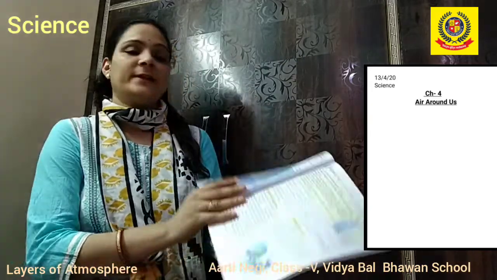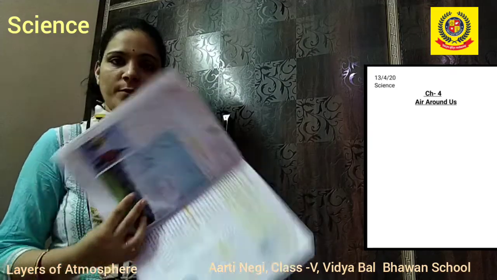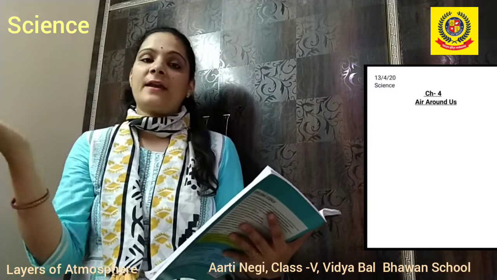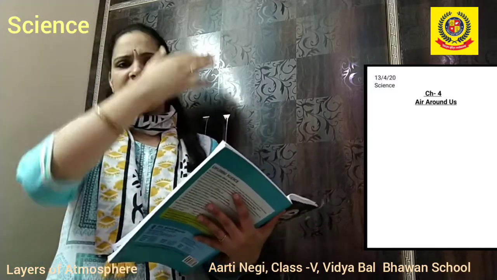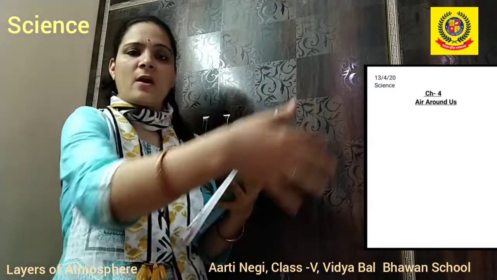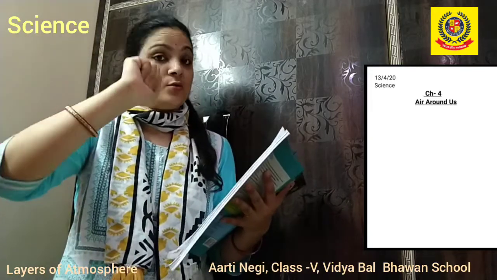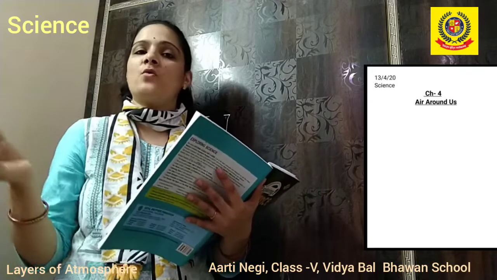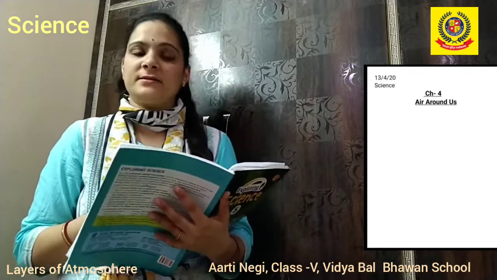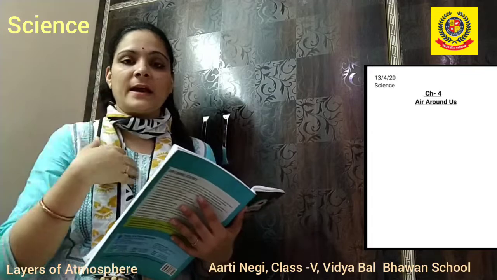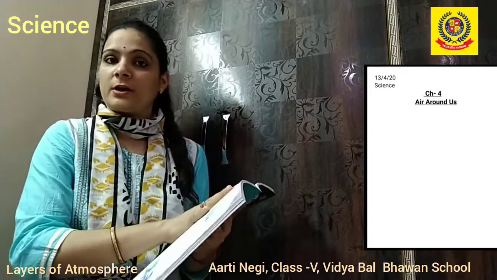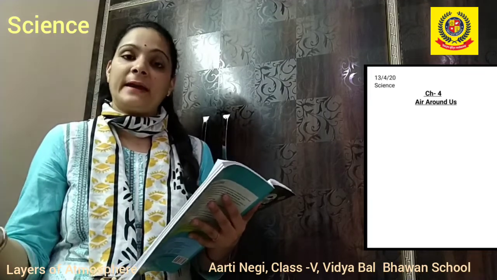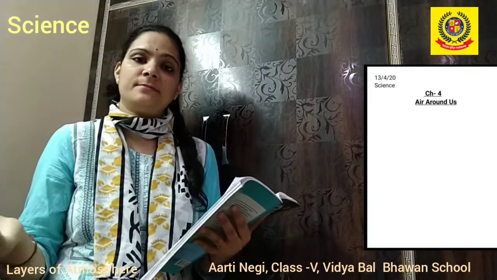In your books, page number 34, there is a new, very interesting chapter, Air Around Us, meaning the air that is present around me, around this book, and around you also. All the time we are surrounded by air. It is not visible to us. You can look at me, you can look at this book, but you are not at all able to look at the air because it is invisible.